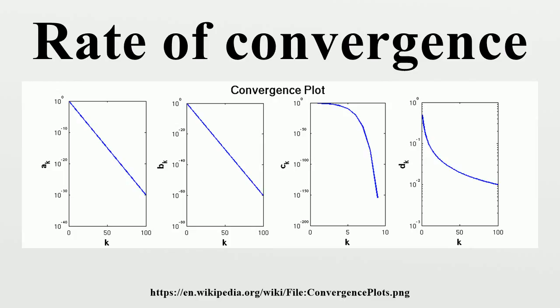The sequence a converges linearly to 0 with rate 1/2. More generally, the sequence C mu to the k converges linearly with rate mu if mu is less than 1. The sequence bk also converges linearly to 0 with rate 1/2 under the extended definition, but not under the simple definition. The sequence ck converges superlinearly. In fact, it is quadratically convergent. Finally, the sequence dk converges sublinearly and logarithmically.